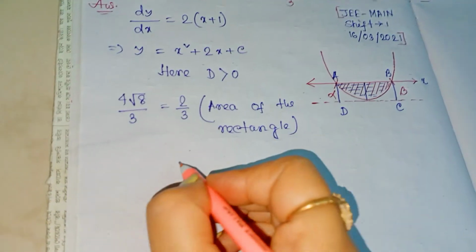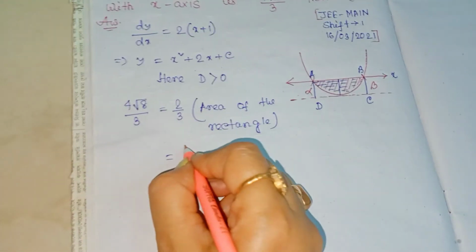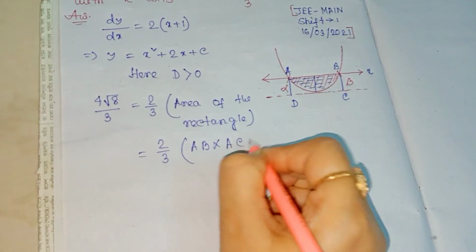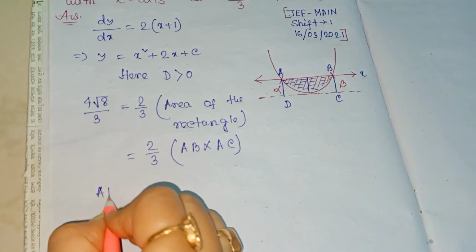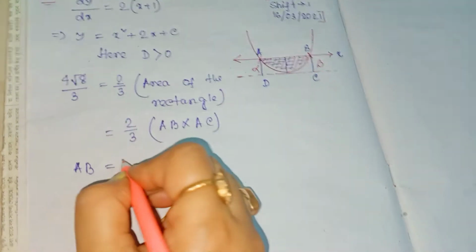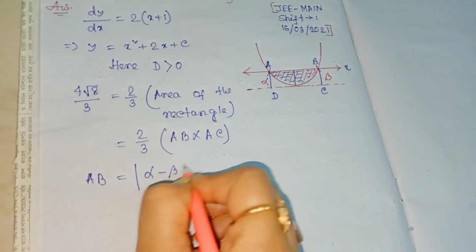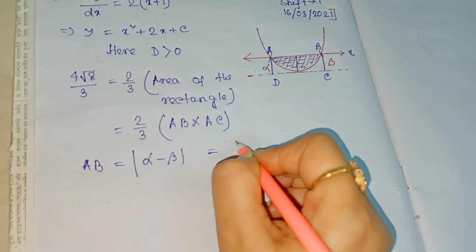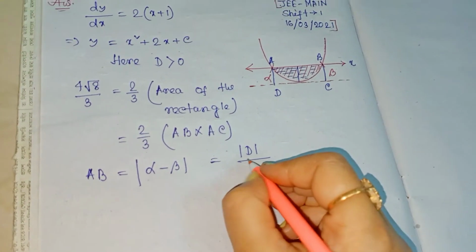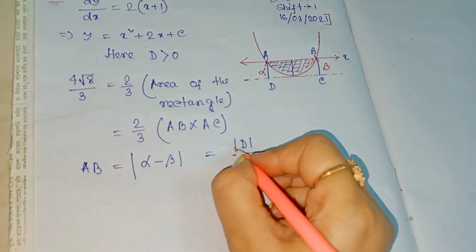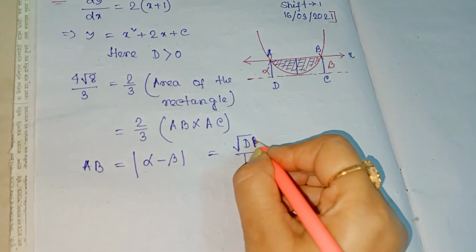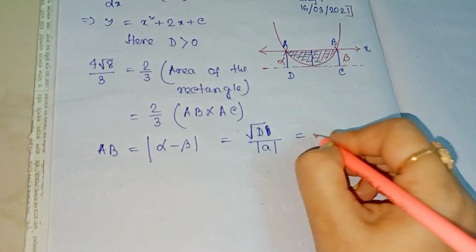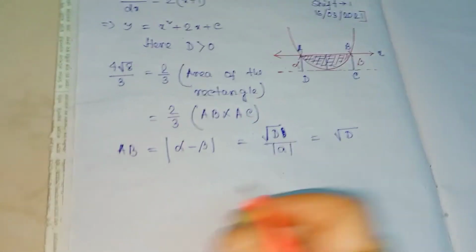So now the area of the rectangle is what? This is equal to 2 by 3 into AB cross AC. So now we should calculate the value of AB. AB is equal to mod of alpha minus beta. That is equal to, we may write down, mod of root over D divide mod A. So A is equal to 1 here. So that is equal to root over of D.